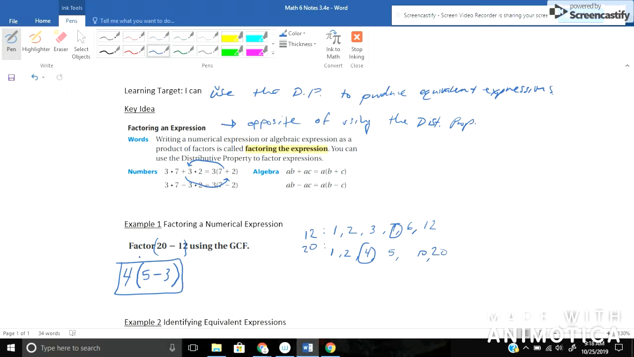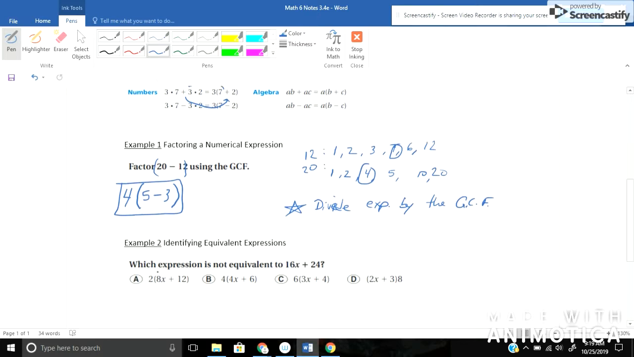So if it helps, leave yourself a note of how we did this. So divide, D-I-V-I-D-E, expression by the GCF. Okay, divided this expression by its greatest common factor of 4. So 20 divided by 4 is 5, and 12 divided by 4 is 3. Okay, let's try another one.